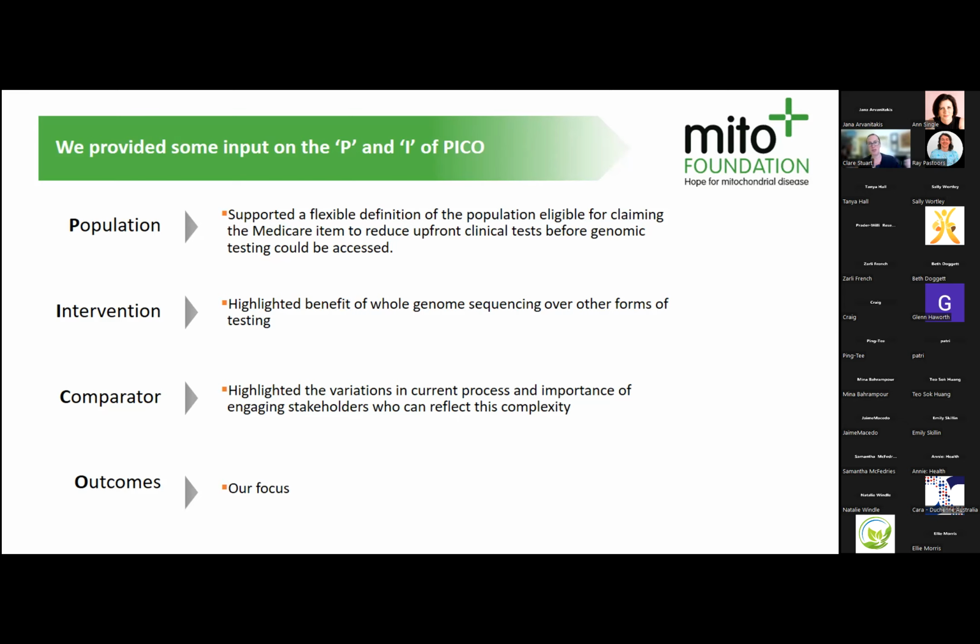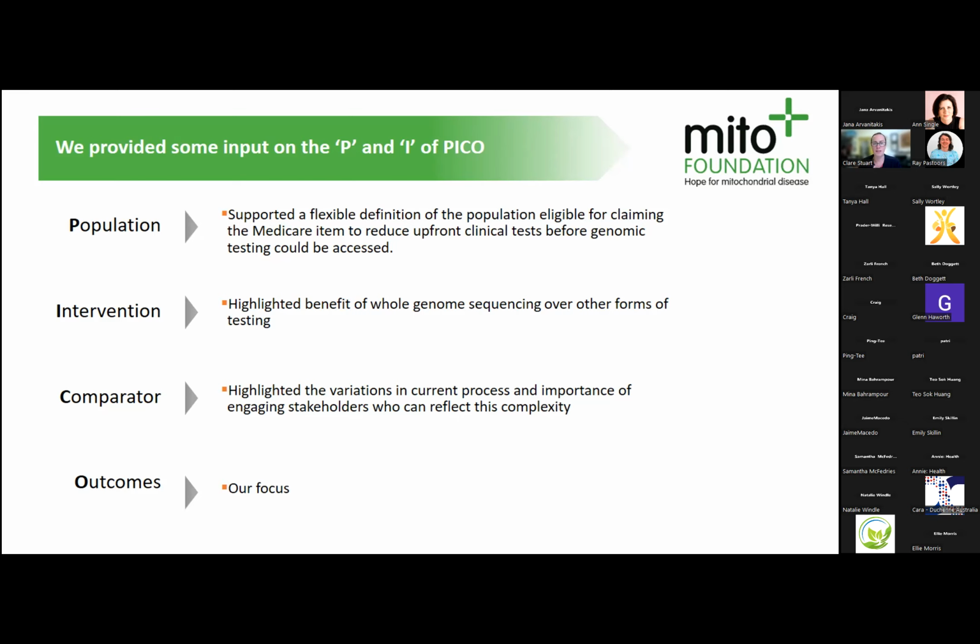Now, at one end of the spectrum, you'd say, therefore, Medicare should fund population-wide screening for Mito. We certainly weren't advocating that. We wanted to avoid really invasive tests, particularly those that involved anaesthetic, because of the particular impact and risk that has for someone that has Mito.